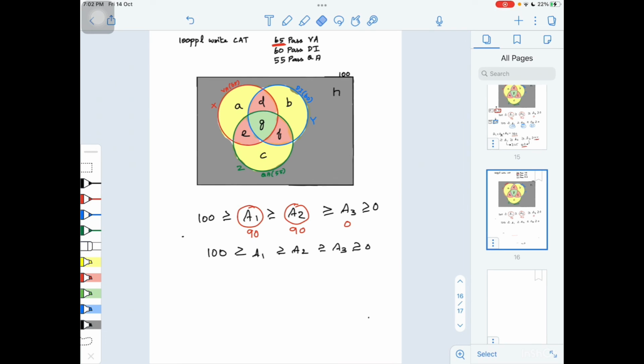Now let's write down the conditions again. A1, A2, A3. A1 is less than or equal to 100, A2 is less than or equal to A1, and A3 is less than or equal to A2, and A3 is greater than or equal to 0. Not just this, A3 is also less than or equal to 55 and A1 is greater than or equal to 65. Let's remember these conditions.